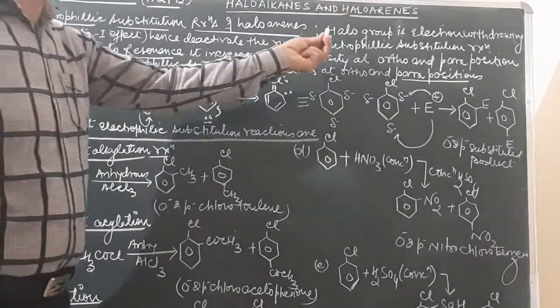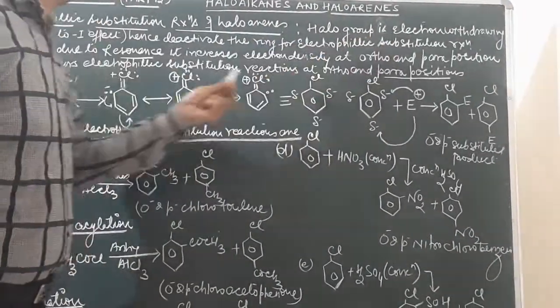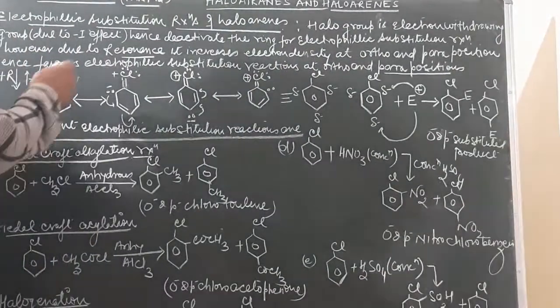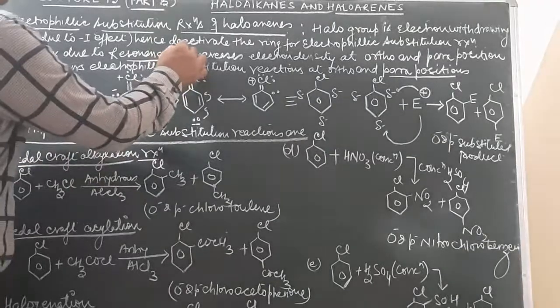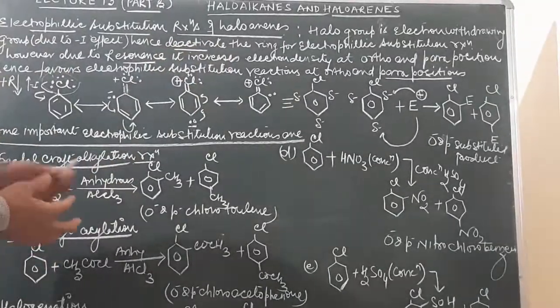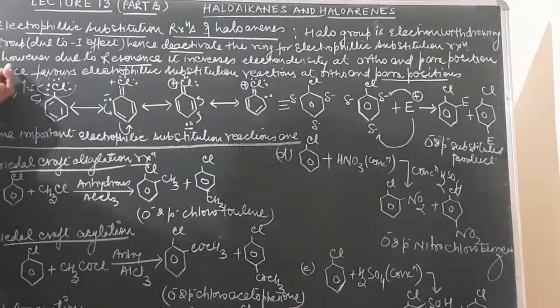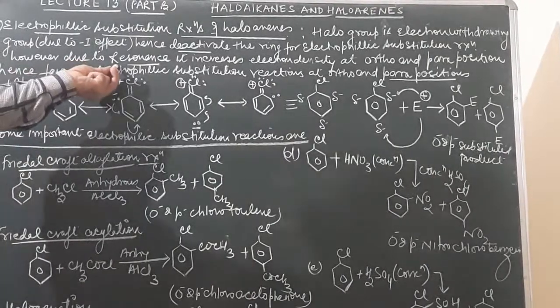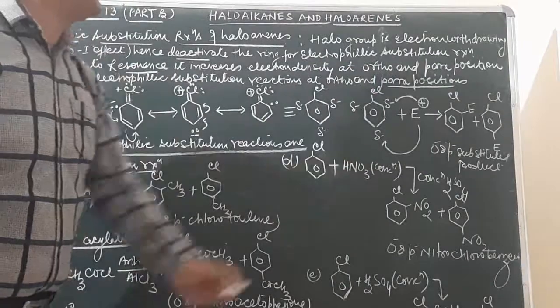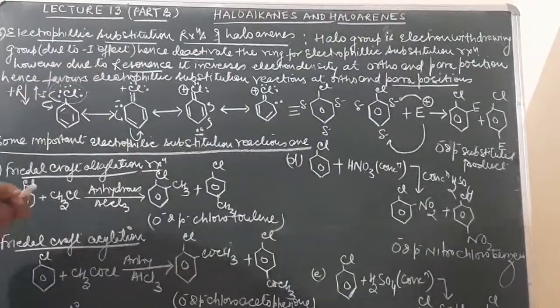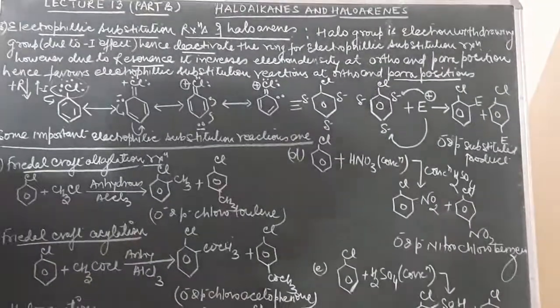So see on the board, the halo group is an electron withdrawing group. Why? Due to the minus I effect. Hence, it deactivates the ring for electrophilic substitution reaction. However, due to resonance, it increases the electron density at ortho and para positions. Hence, it favors electrophilic substitution reaction at the ortho and para positions.